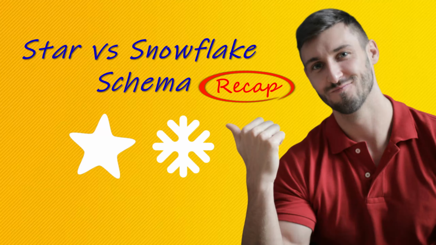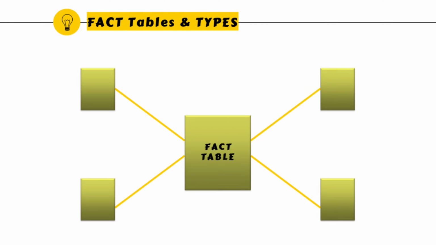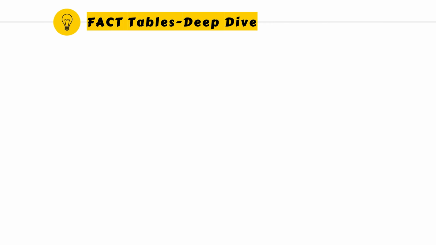In our previous video, we talked about star and snowflake schemas and how dimensional modeling structures data for analytics. Today, we're going to take a closer look at fact tables. We'll discuss the different types of facts at the column level and the different types of fact tables at the overall table level, showing how they're used in real-world scenarios. All right, let's jump straight into it.